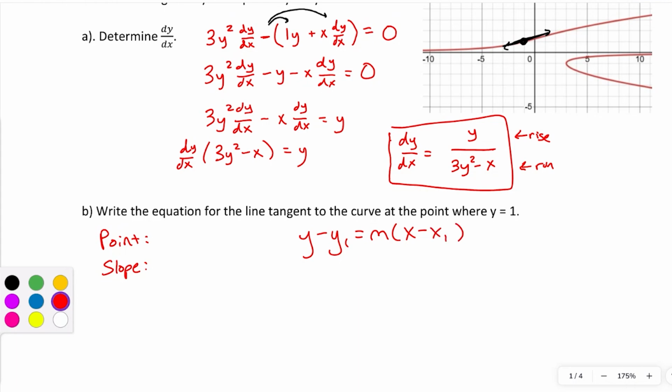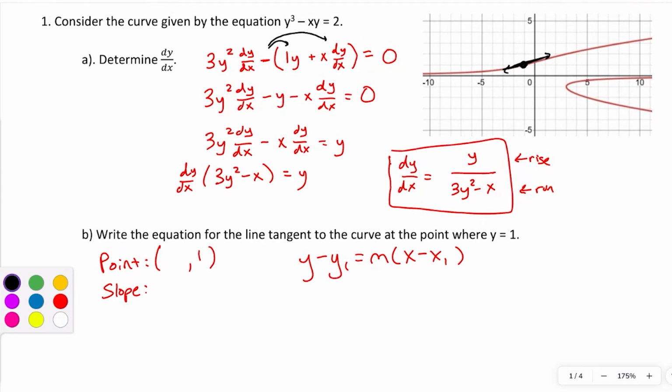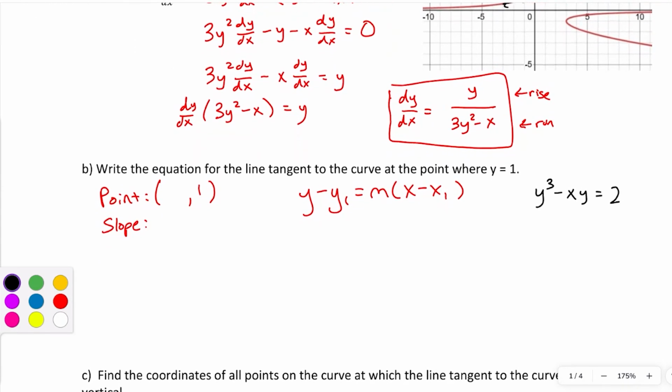Now in this case, they gave us a y, but not an x. So it's a little unusual. Usually we get the x. That's all right. We can use the original equation that we were originally given. Okay, this one up here, maybe I'll write it out to the side here, y cubed minus xy equals 2, to come up with the coordinate we don't have.